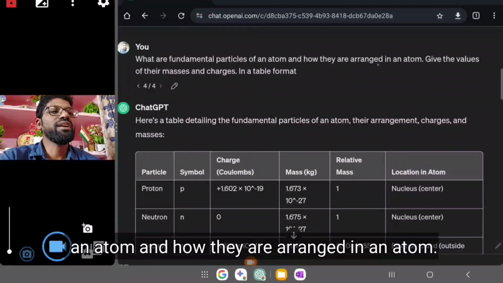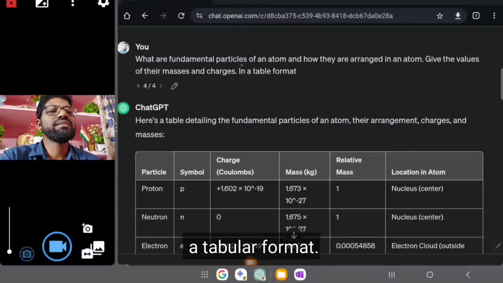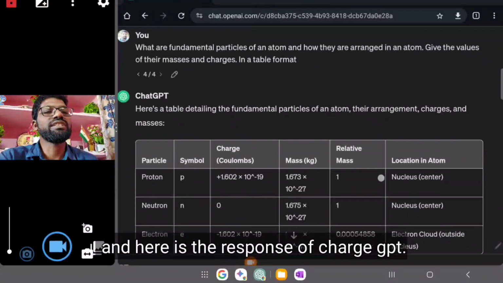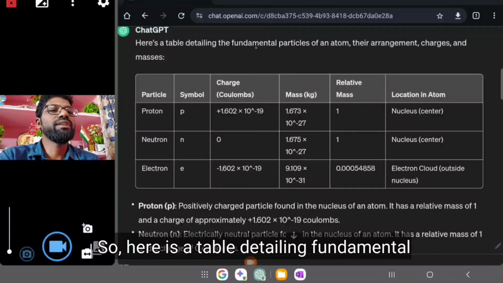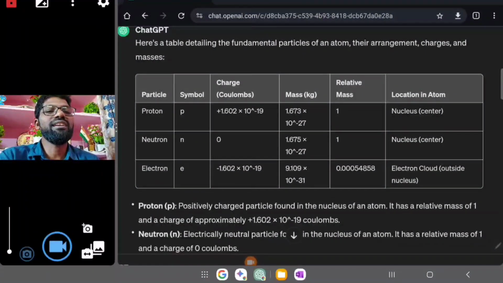So the prompt I have given to ChatGPT is: what are the fundamental particles of an atom and how are they arranged in an atom? Give the values of their masses and charges in a tabular format. This is the prompt I have given to ChatGPT, and here is the response. Here is a table detailing the fundamental particles of an atom, their arrangement, charges and masses.